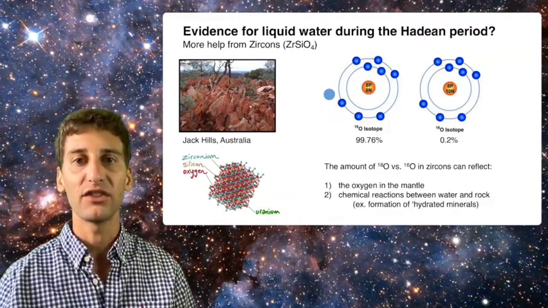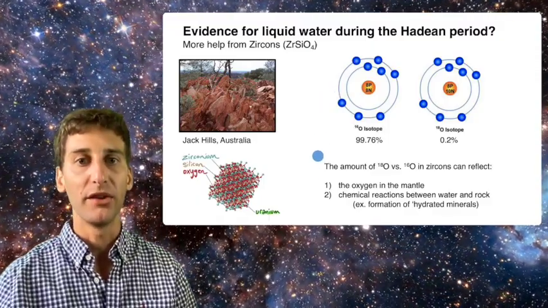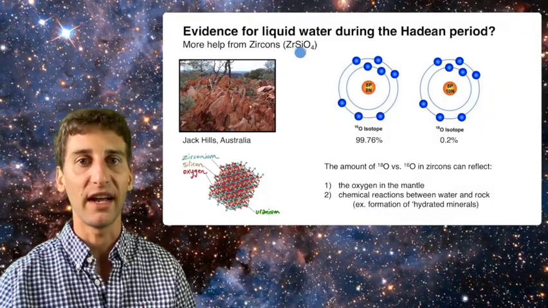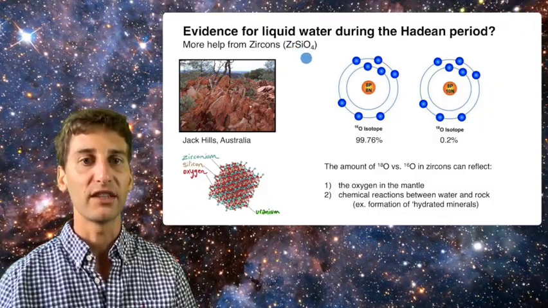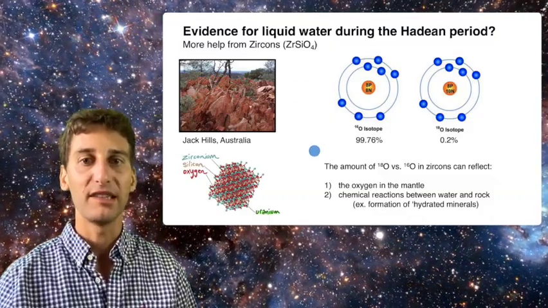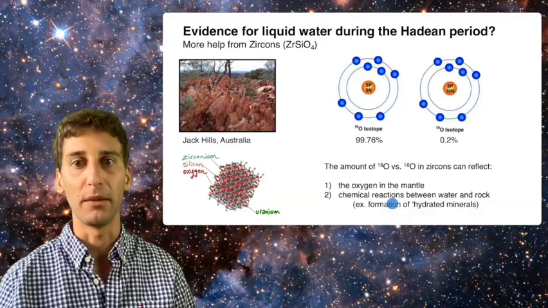So if we're looking at the oxygen isotopic composition of these zircon time capsules, there are two possibilities. One is that this ZrSiO4 mineral has oxygen that just reflects the composition of oxygen in the mantle. The other possibility is that chemical reactions between water and rock can change this ratio somewhat.